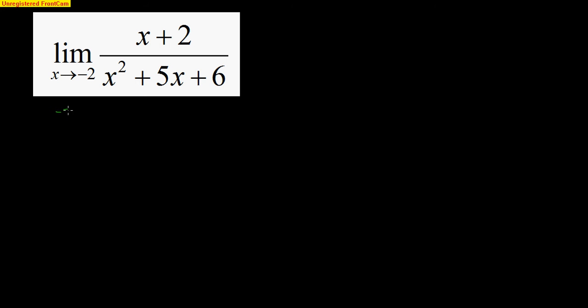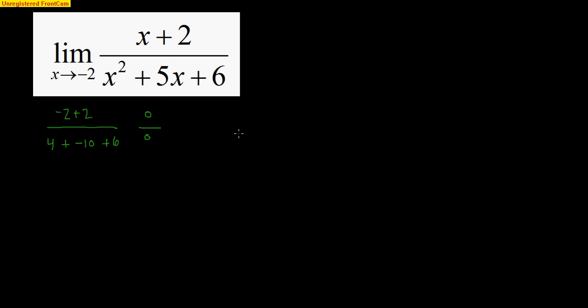So when you plug negative 2 in on the top, you get negative 2 plus 2. When you plug negative 2 in on the bottom, you get 4 plus negative 10 plus 6. That's going to be a 0 on top, and a 0 on the bottom. Okay, so this is the first problem we see where we have 0 over 0.